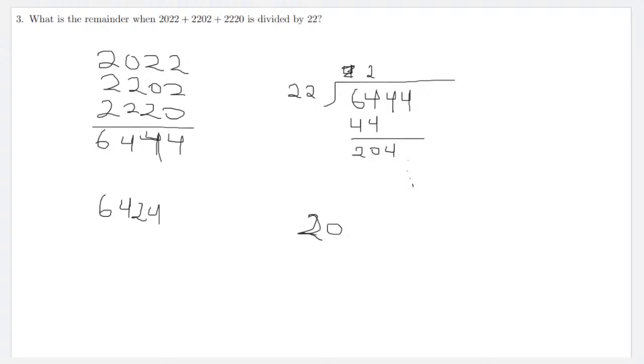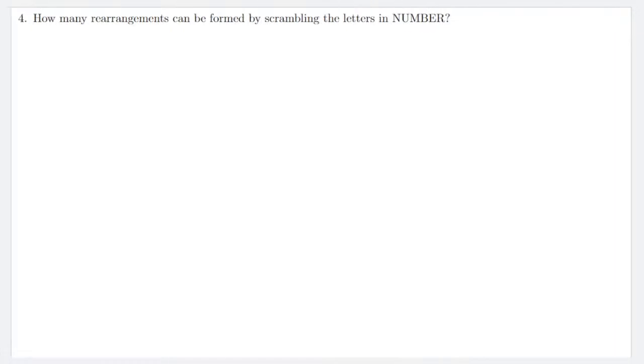Okay, going on to number 4. So this is the first combo problem on the test, and so this is an independent arrangements problem.